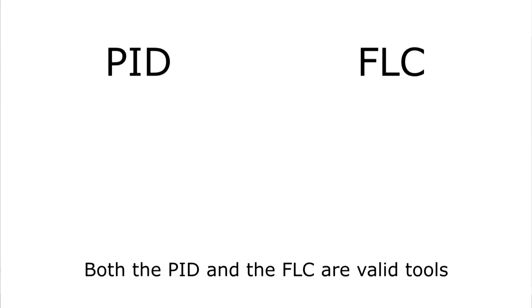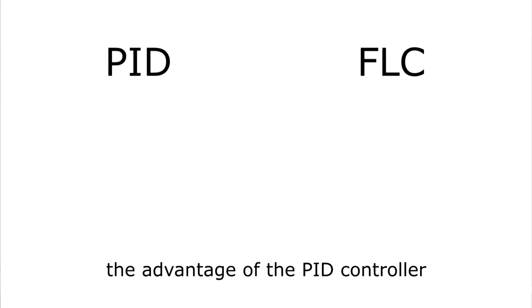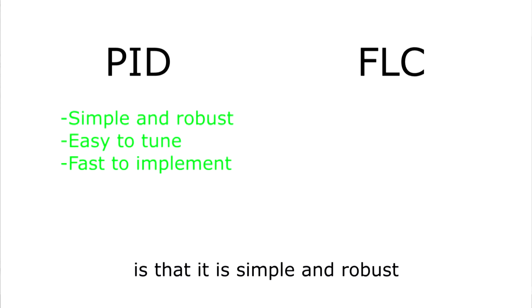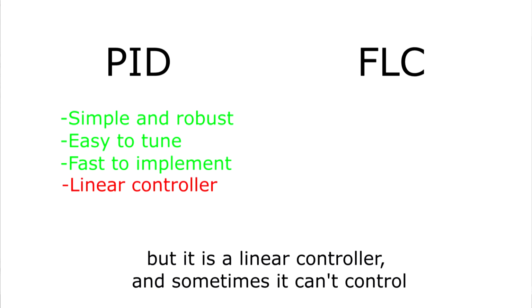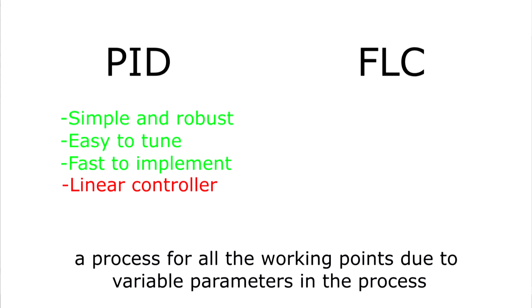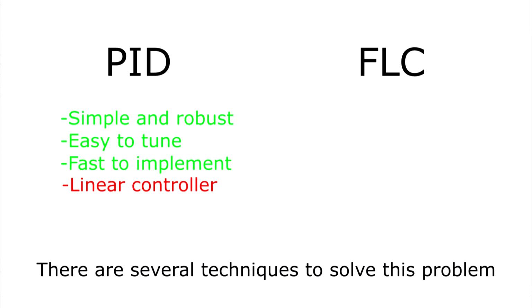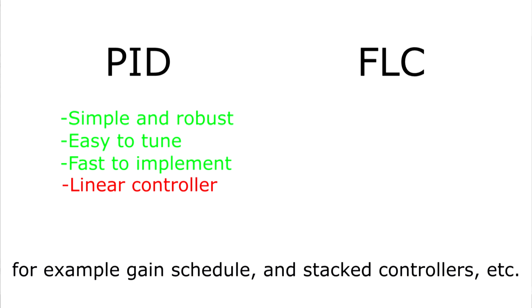Conclusions. Both the PID and the FLC are valid tools. The advantage of the PID controller is that it is simple and robust, easy to tune and fast to implement, but it is a linear controller, and sometimes it can't control a process for all the working points due to the variable parameters in the process. There are several techniques to solve this problem, for example, gain scheduling and cascade controllers, etc.